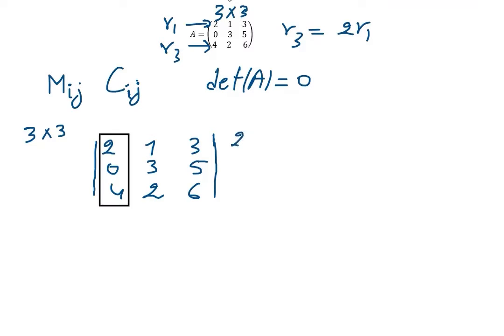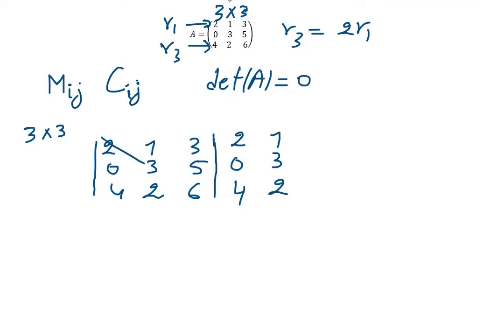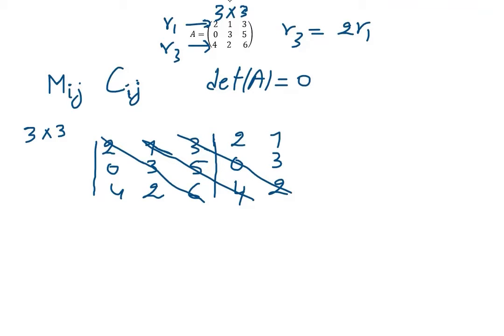So write here 2, 0, 4, 1, 3, 2, and then take this element here, multiply it, and add to it the product of this element also, and also take the product of this 3 element here, and then subtract the elements in this direction, so in the opposite direction. So let me do it.